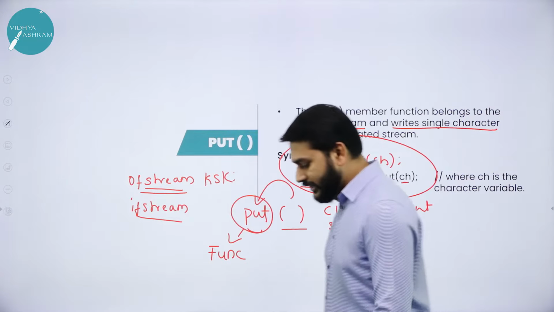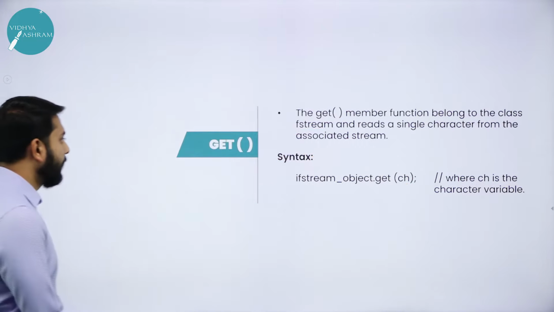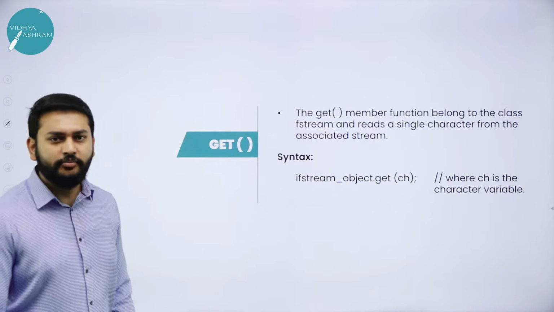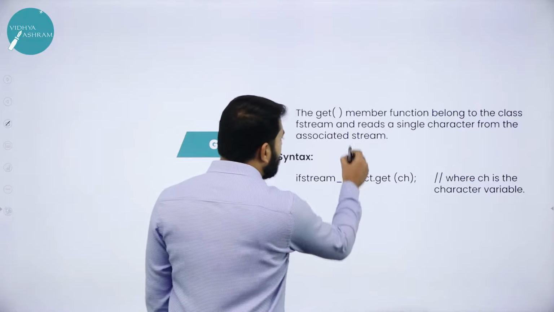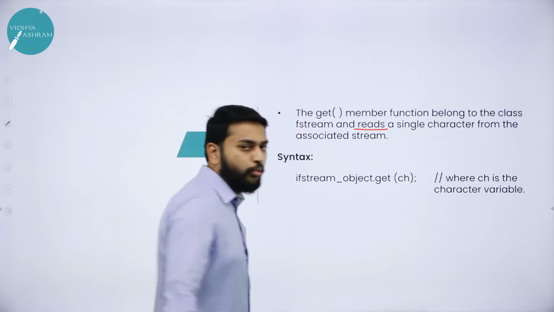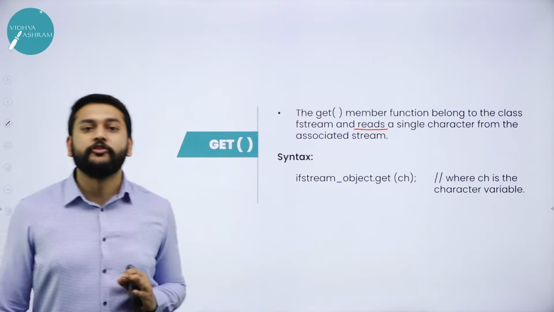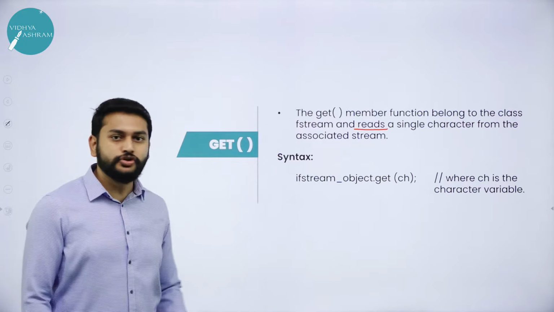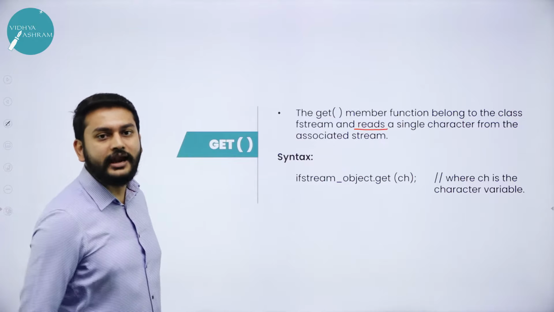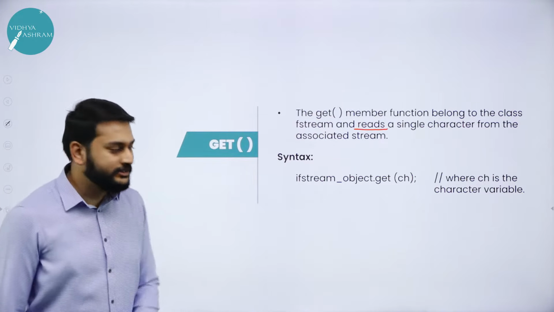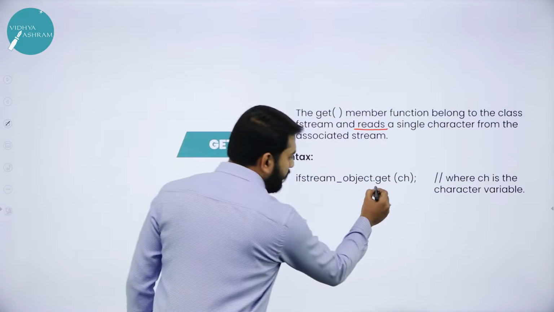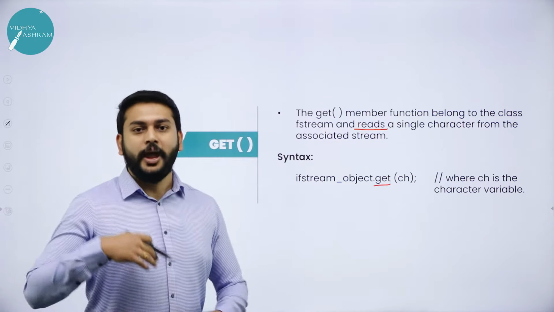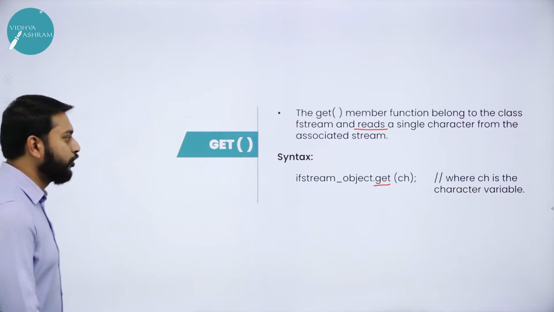So moving on to the next point. get(ch). Everything remains the same. But only one thing you just have to remember, guys. Put is to write. Get is to read one single character from your file. So that is the put function. This is the get function. That's it. So let me not bore you by repeating. Moving on to the next one.